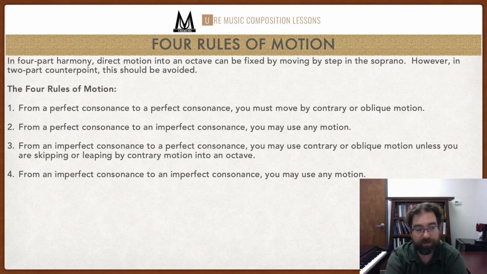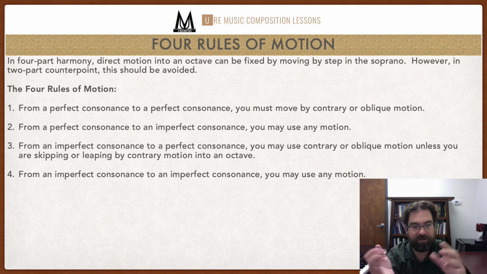So there are 4 rules of motion. From a perfect consonance, like a unison, 5th or octave, to another unison, 5th or octave, you have to move by contrary or oblique motion. So what that means is you really shouldn't move from a 5th into a 5th or an octave into an octave, but you can move from a unison into a 5th. It's something to avoid, but it's permissible as long as you move by contrary or oblique motion.